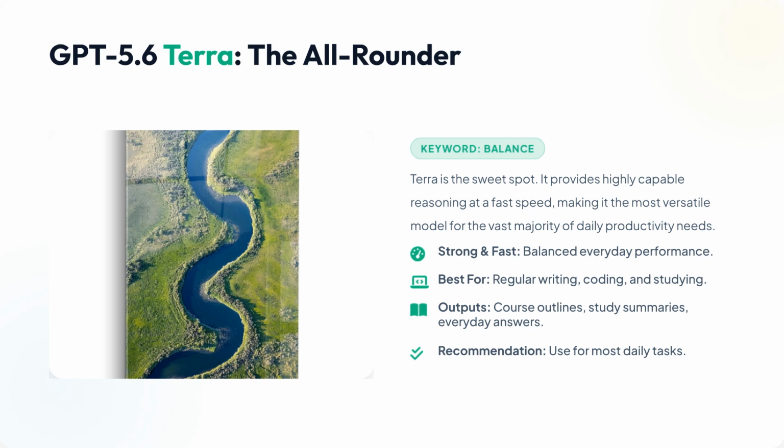Next is TERRA, our all-rounder, offering a perfect balance of speed and intelligence. It is the most versatile choice for regular writing, coding, and daily productivity tasks.